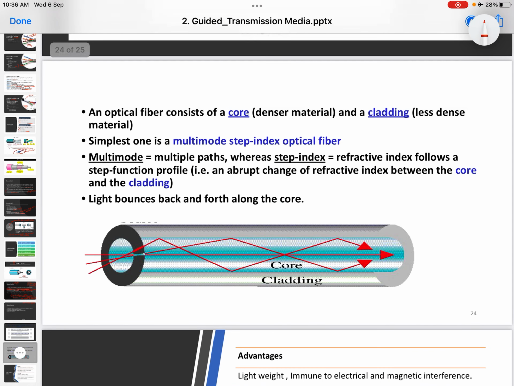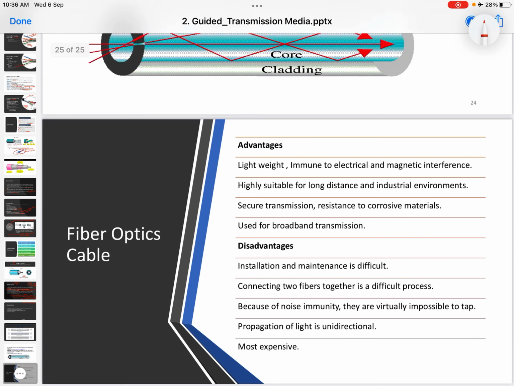Next, an optical fiber consists of a core, denser material, and the cladding, less dense material. The simplest one is a multimode step index optical fiber. Multimode means multiple paths, whereas step index follows a step function profile, that is an abrupt change of refractive index between the core and the cladding. Light bounces back and forth along the core.